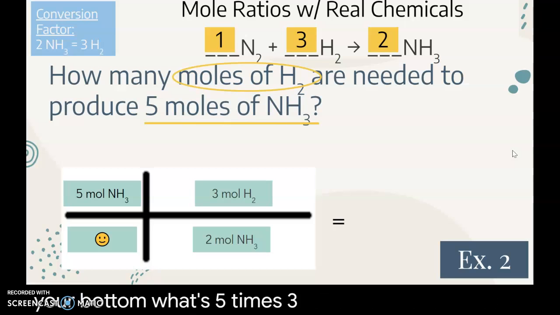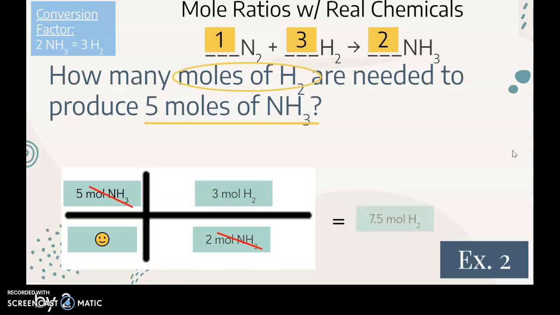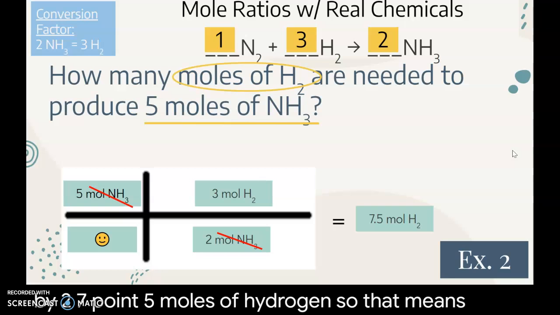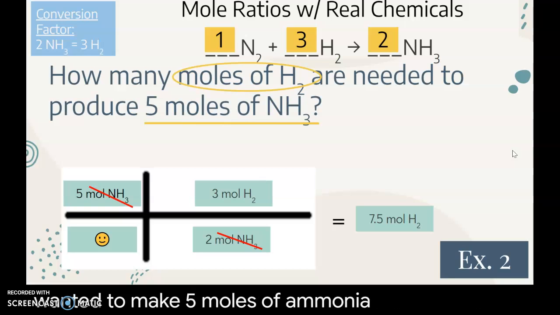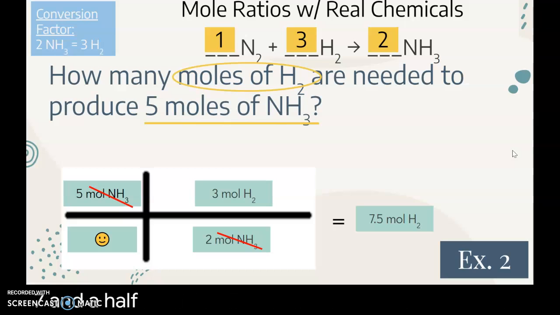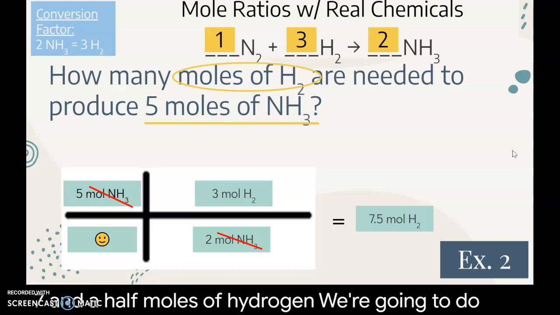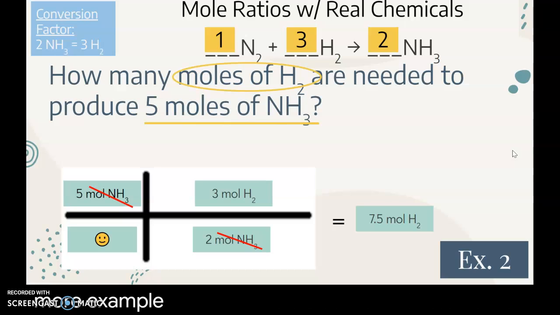So multiply your top, divide your bottom. What's 5 times 3? 15. And what's 15 divided by 2? 7.5 moles of hydrogen. So that means if we wanted to make 5 moles of ammonia, we would need 7.5 moles of hydrogen. We're going to do one more example.